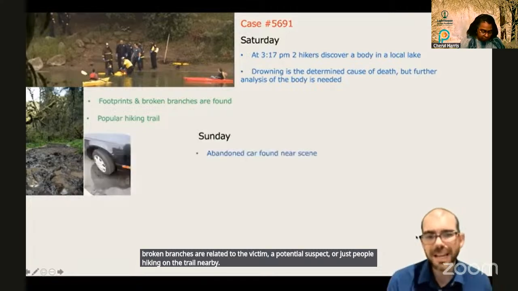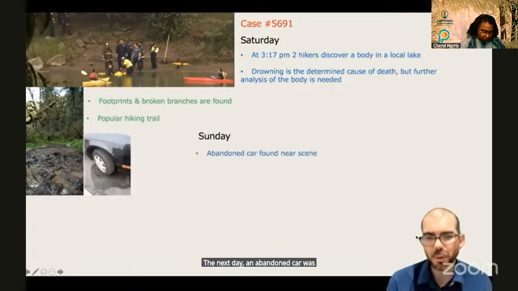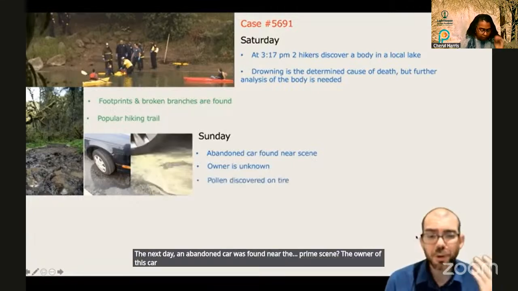The next day, an abandoned car was found near the crime scene. The owner of this car is unknown, but there was pollen discovered on the car's tire.